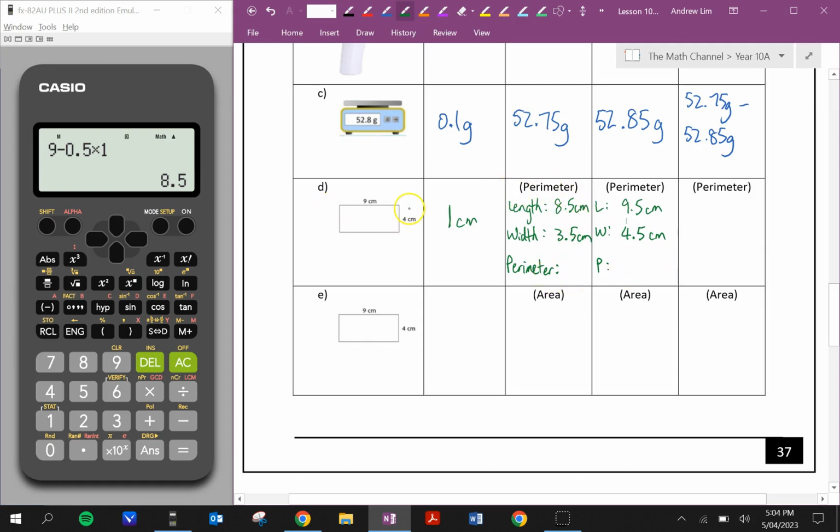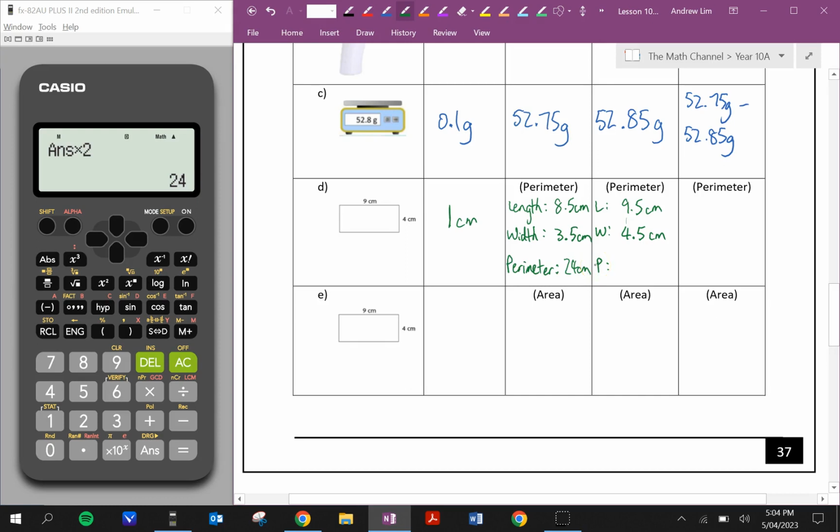And now we can use these values to work out the perimeter. So the perimeter of this shape, in case our ruler was quite inaccurate. Let's say it measured it to be 9, but in reality it's actually 8.5. And this 4, it said it's 4, but actually it's 3.5. If these were the real measurements, then what's the actual perimeter? Well, the perimeter would be 8.5 plus 3.5 times 2, 24 centimeters.